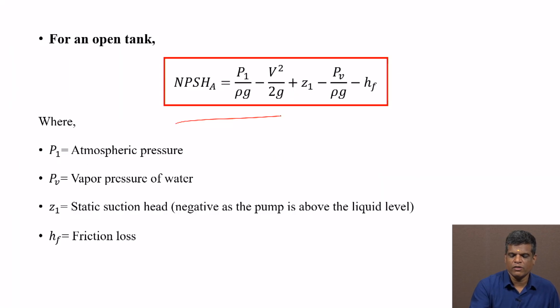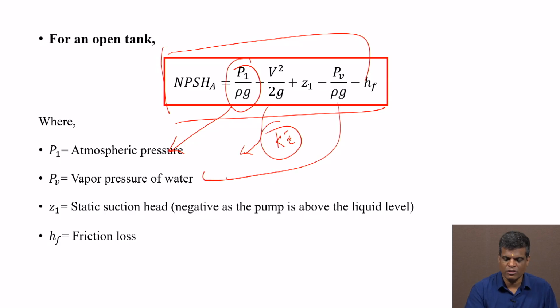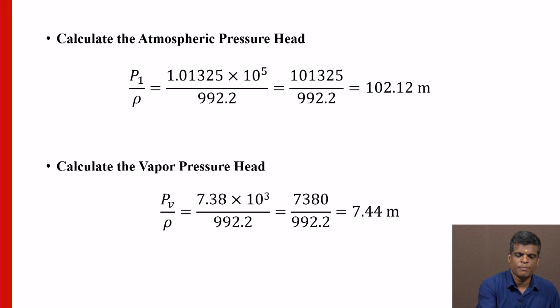So here we always use the net positive suction head available formula that we already discussed. There is P1 by rho g, the atmospheric pressure, then V square by 2g, the kinetic energy. Then PV is the vapor pressure of water, and HF is the friction loss. All values are already given, just calculate and substitute, then we get the value of NPSH here. So what is the P1 here? Atmospheric pressure. So there is P1 by rho g.